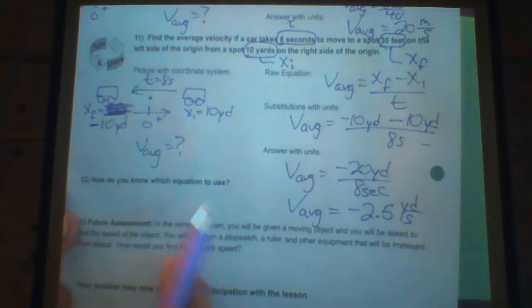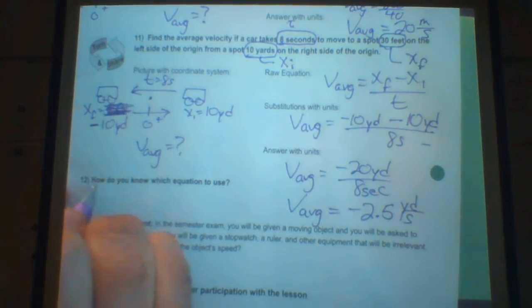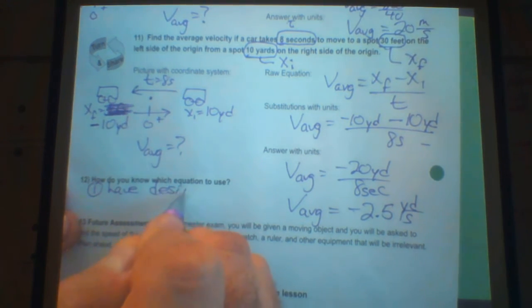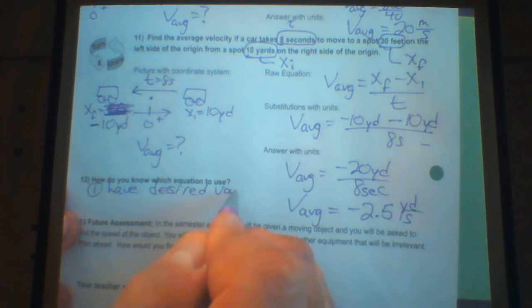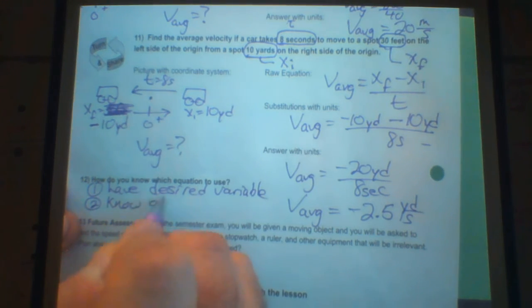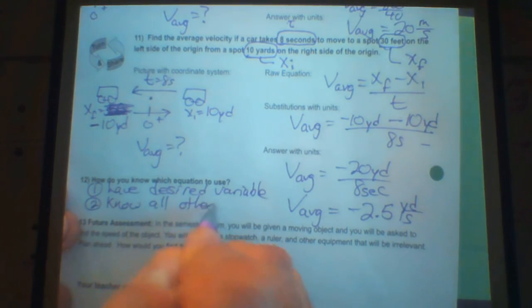So, how do you know which equation to use? Number one, it has to have the desired variable. Step number two, you need to know all the other variables.